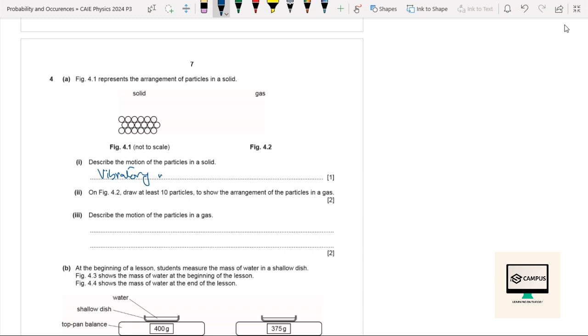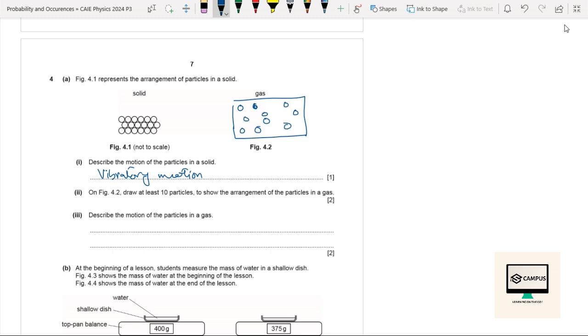On figure 2, draw at least 10 particles to show the arrangement of the particles in the gas. So we need to draw a container for the gas. We know that the gas particles are scattered, random, and randomly moving, and they often collide with each other as well. So we just display 10 or more particles in an arbitrary fashion. I think that will suffice.